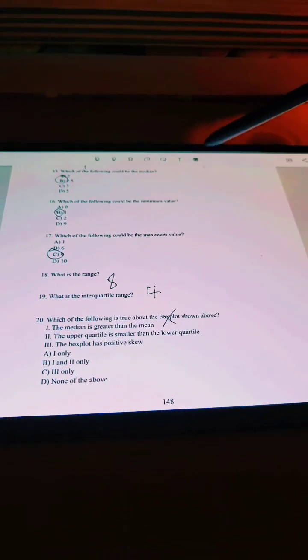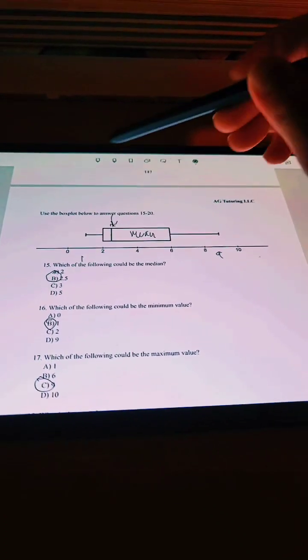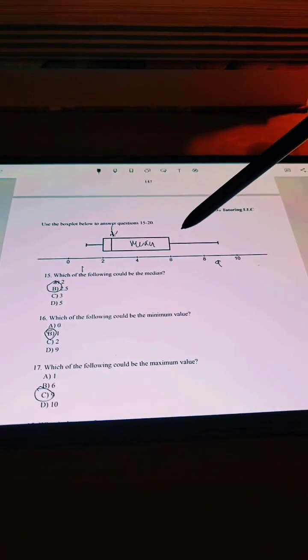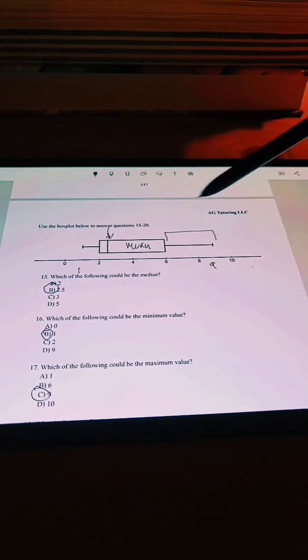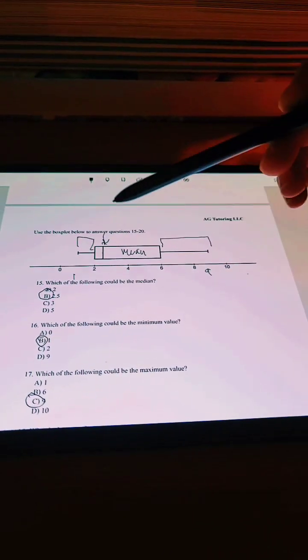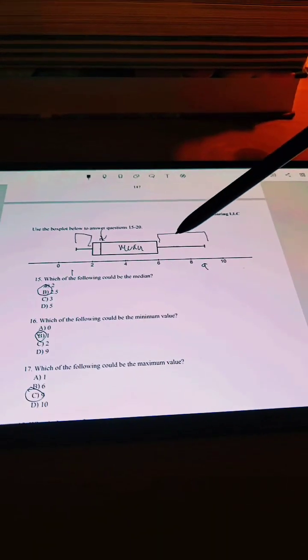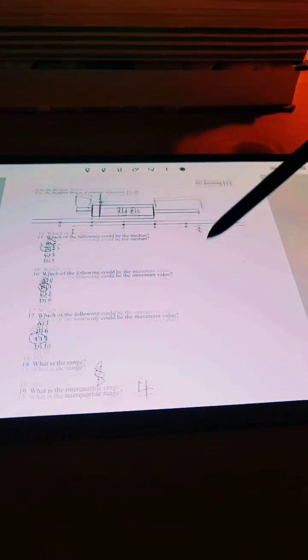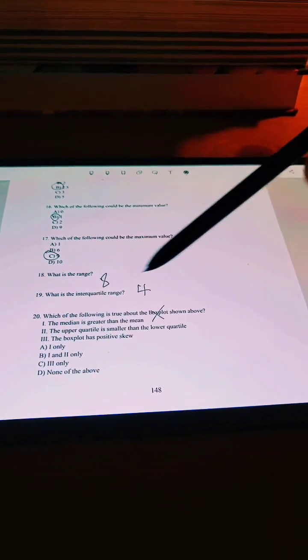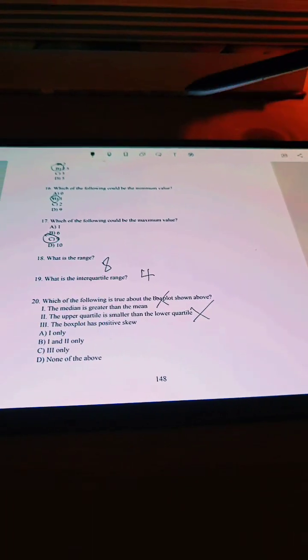That's wrong. So the next thing we're checking for is the upper quartile is smaller than the lower quartile. Now, upper quartile is this guy right here, like the right whisker, I think is the term. And then the lower quartile is this guy. So upper quartile is bigger than the lower quartile. So that does not correspond with what number 2 is saying. That has to be wrong then.